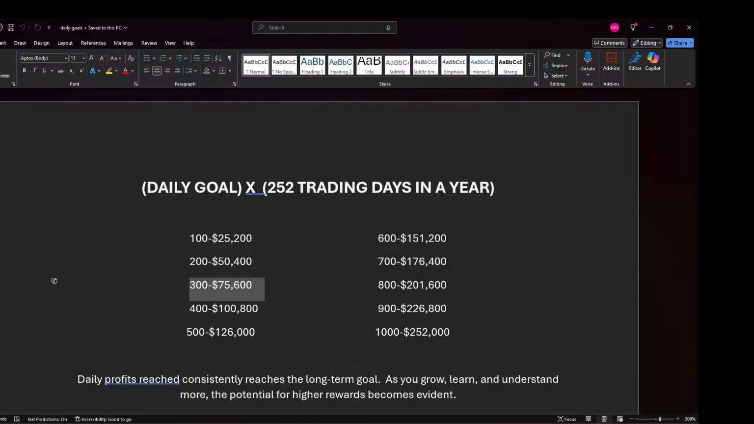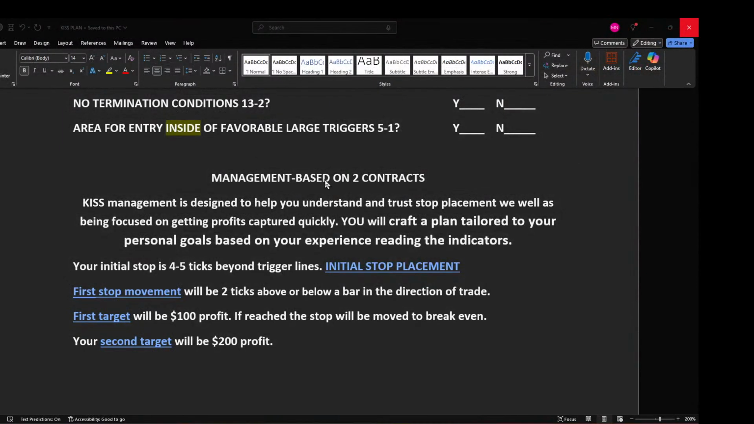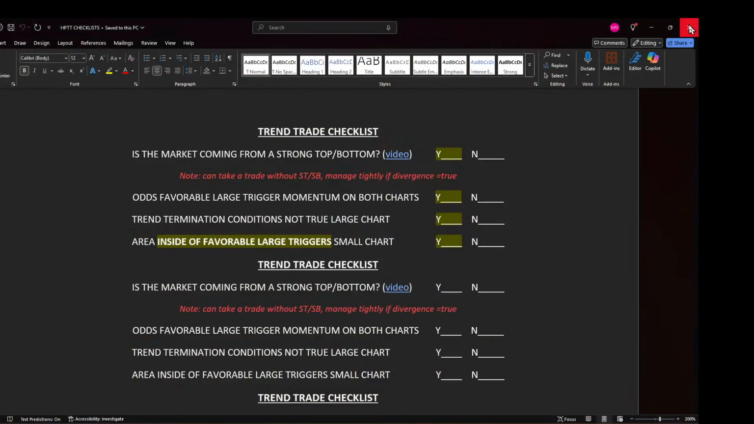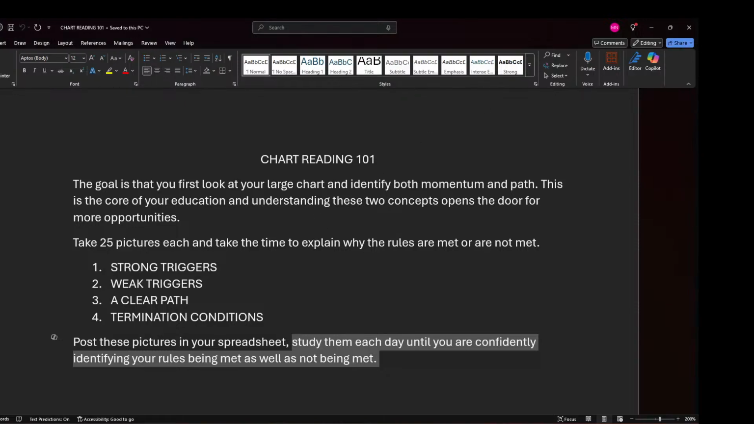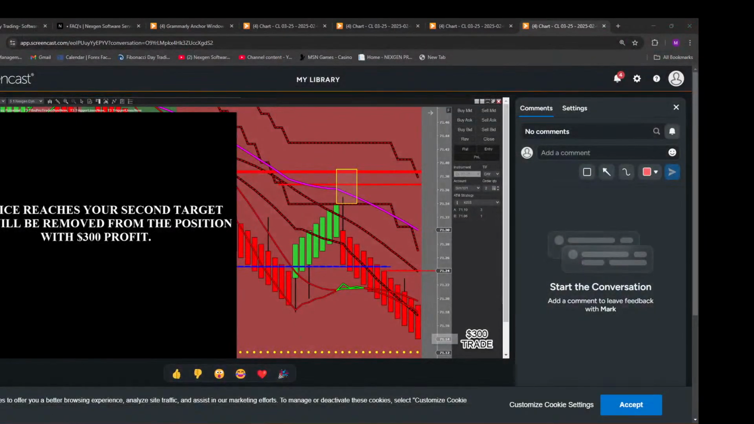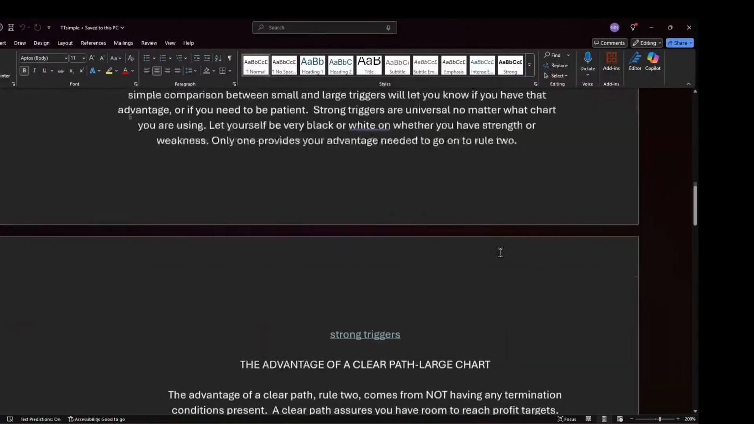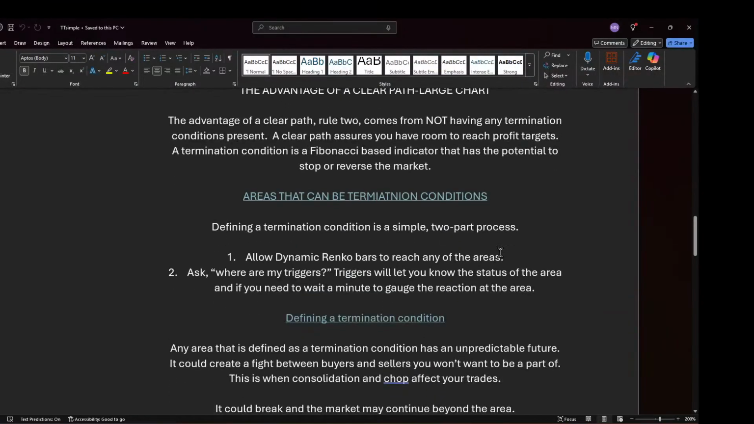So I've promised you everything you need to be successful with the software. There it is in a zip file. So download that, drag it over to a file. Inside of that zip file is your daily goals, your KISS plan, your high probability trend trade checklist, chart reading 101, and the PowerPoint that I use to teach every day. Inside of that zip file is everything that we've talked about in the last 2 hours consolidated into 2 pages for simplicity. So guys, that's my first hour.